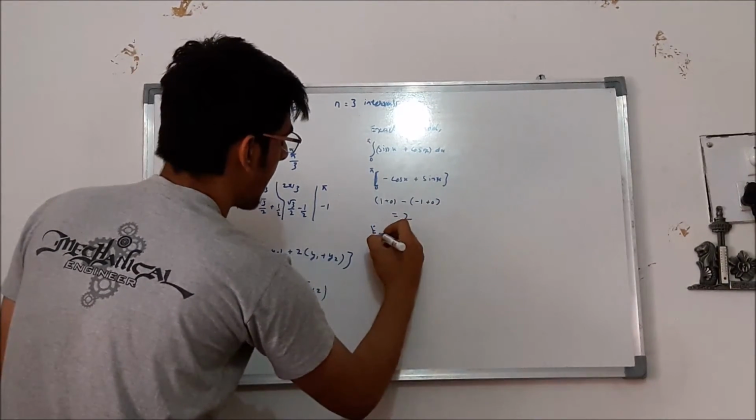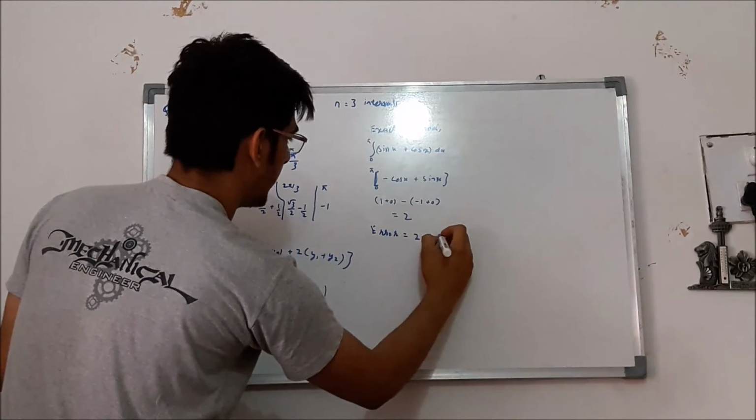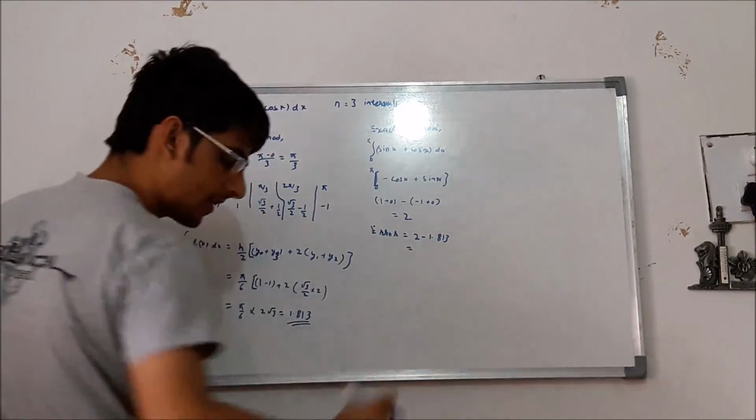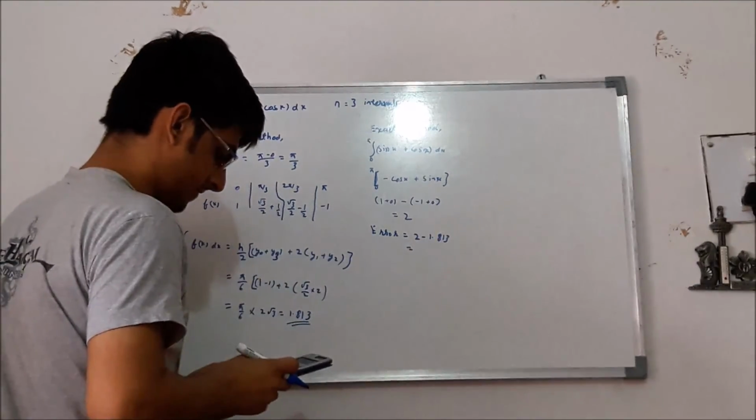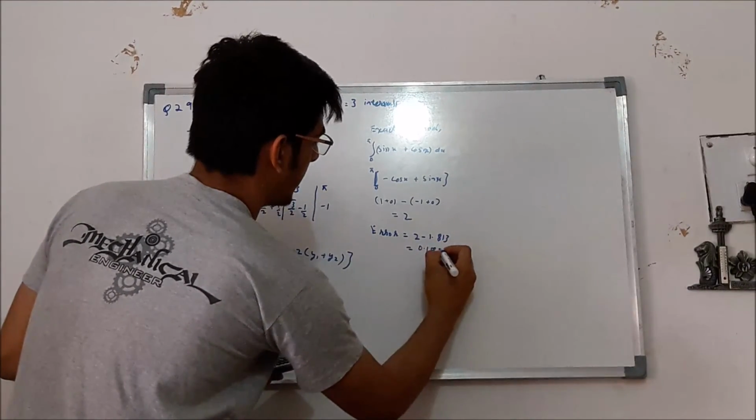So the error will be 2 minus 1.813. That comes out to be 0.186.